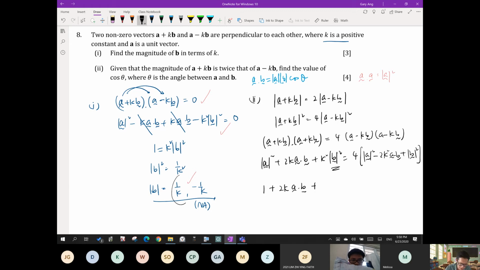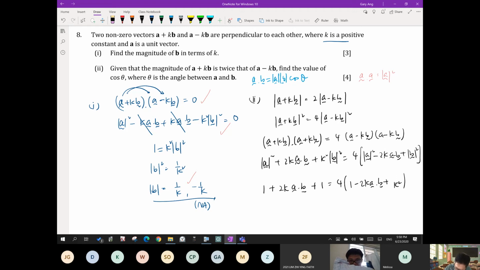Remember this? See that? Yep, that's good news. So that's going to be 1, right? k squared times 1 over k squared. So I'm going to get 4 times 1 minus 2k squared. Hold on, this is a k squared, right? Oh, no, not k squared, 2k. Why did this one get a square? My bad. Okay, so 2k A dot B plus 1 over k squared. Sorry. Okay, so far so good?